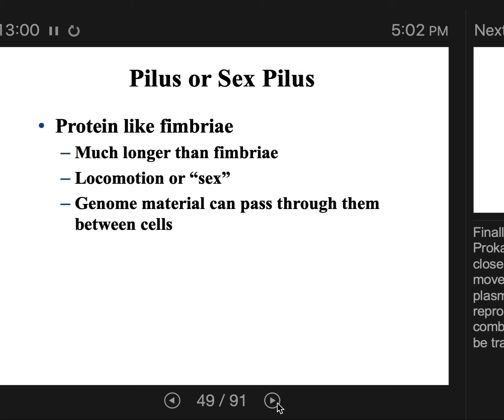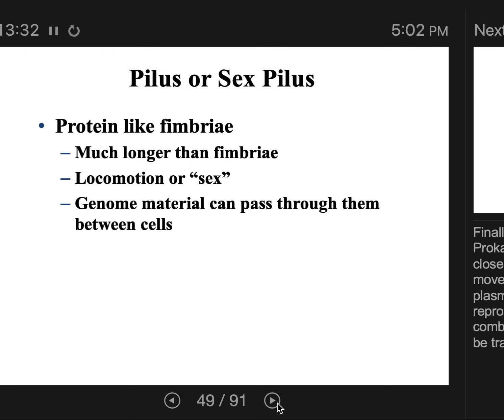Finally, there is something called a pilus. It can also be called a sex pilus. Now, prokaryotes, like bacteria and archaea, do not engage in sexual reproduction, but the sex pilus is the closest thing to a sex organ that bacteria have. It can aid in bacterial movement, so it can act sort of like a clumsy flagella. But its main function is to enable one bacteria to transfer genetic material, a plasmid, to another bacteria.